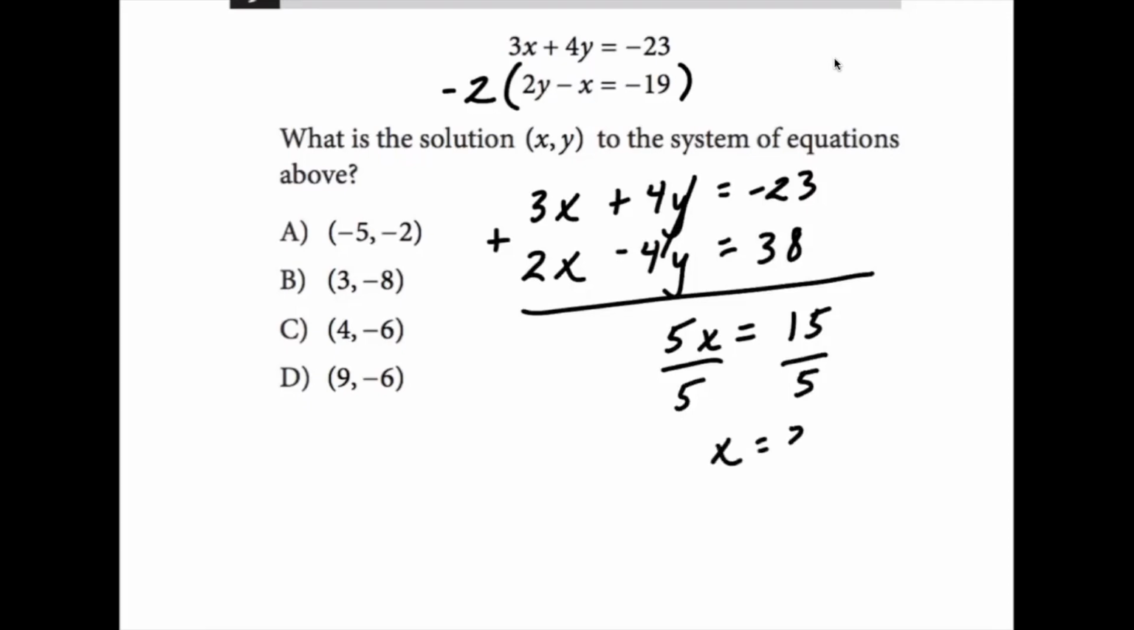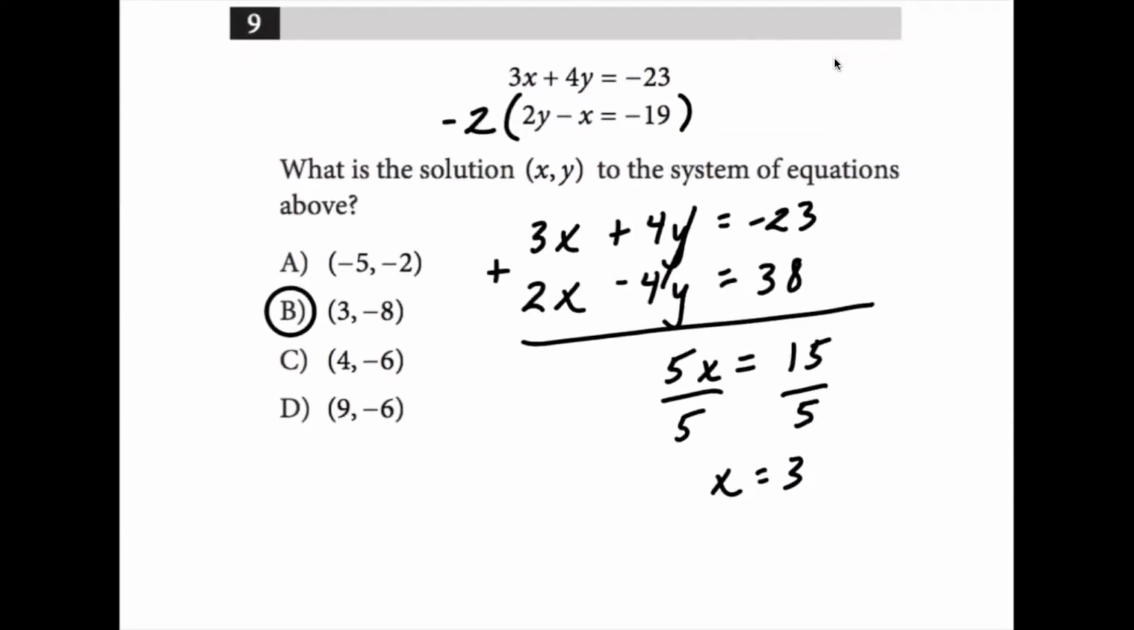If you look at your answer choices, you only have one answer with 3. So you could circle that if you're feeling confident, if you feel like you didn't have any minor missteps. The other thing you could do to feel confident is you could plug in x equals 3 into either equation and see if you get a true statement with your corresponding y output of -8.